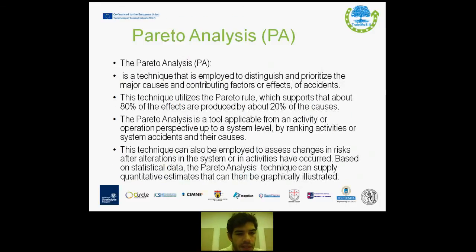Further on, we have the Pareto analysis technique. Pareto analysis is a technique that is employed to distinguish and prioritize the major causes and contributive factors or events of accidents. This technique utilizes the Pareto rule, which supports that about 80% of the effects are produced by about 20% of the causes, the 80-20% rule. The Pareto analysis is a tool applicable from an activity or operation perspective up to a system level by ranking activities or system accidents and their causes. This technique can also be employed to assess changes in risks after alterations in the system or in activities have occurred. Based on statistical data, the Pareto analysis technique can supply quantitative estimates that can be graphically illustrated.